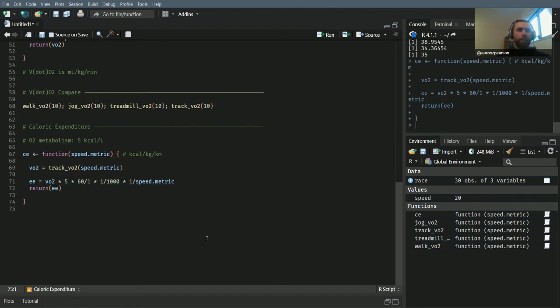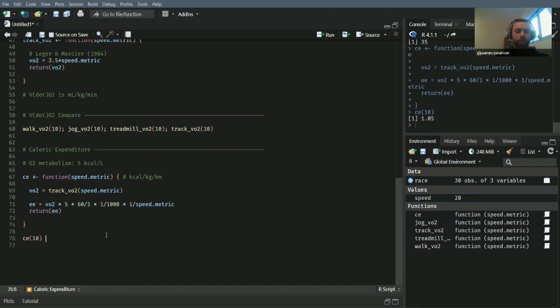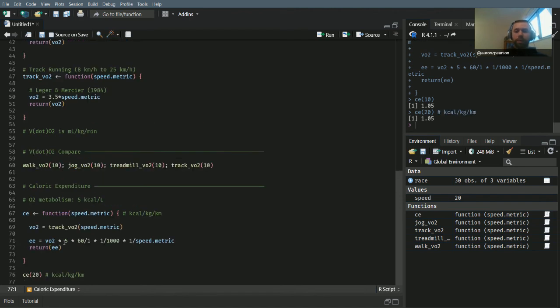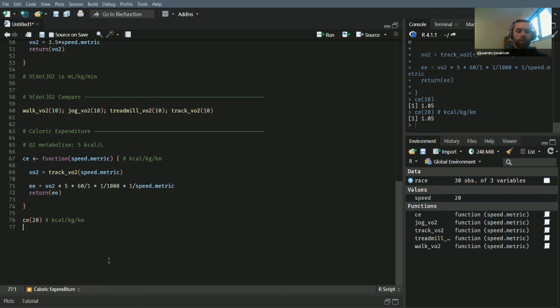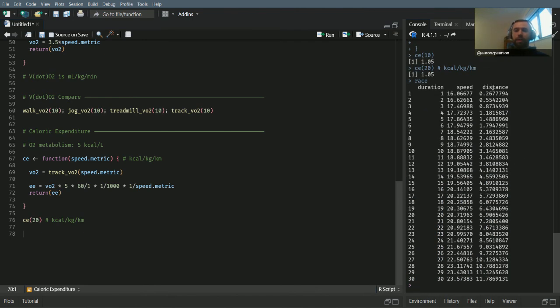And we will now see that at any speed, our approximate caloric expenditure in kilocalories per kilogram per kilometer is always 1.05. So if we have 10 kilometers per hour or 20, it makes no difference. So let's add that onto our race data set. So let's just look at that again. So here we have it: duration, speed, and distance.